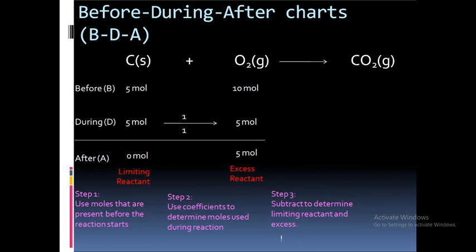So the conclusion of this part: carbon is the limiting reactant, oxygen is the excess reactant.